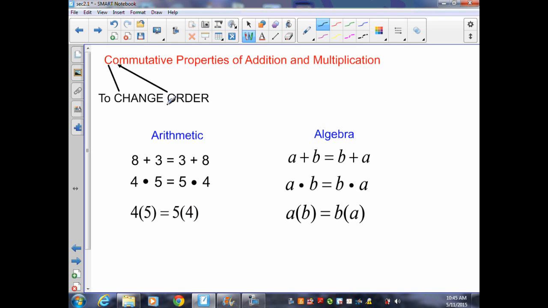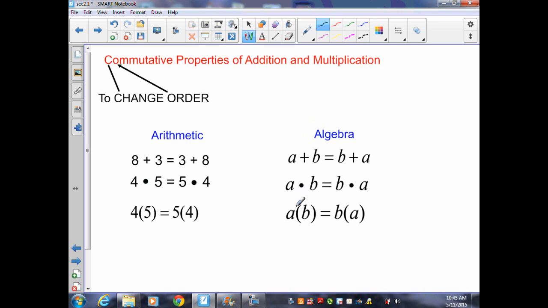It looks like this. 8 plus 3 can equal 3 plus 8. 8 plus 3 is 11, 3 plus 8 is 11. So you can see in addition, it does not matter what order it comes in, it will always turn out to be the same sum. Same with multiplication. 4 times 5 equals 5 times 4. 20 equals 20. It can be done with the dot, which is the representation for multiplication, or with parentheses. It doesn't matter.